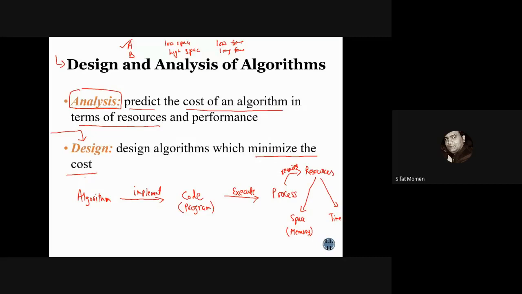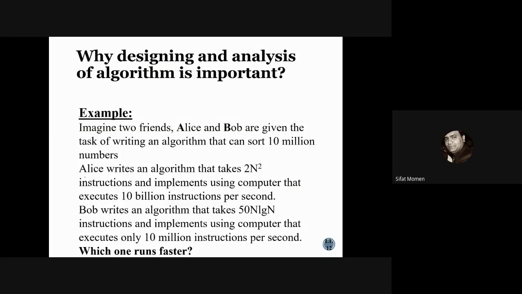Now, all of us agree that if you have an algorithm that uses low resources, that's a preferable algorithm, right? Yeah, we all agree to that. But let's just take an example and try to see what difference it makes. Here's a very fictitious example for you. In my fictitious example, we have two friends called Alice and Bob. So we have two friends, Alice A, Bob B.